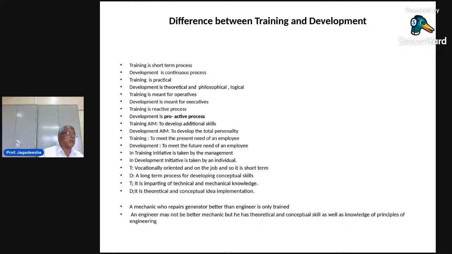Development is proactive in the sense that you can't wait to see whether something is going to come. You have to predict that something is going to happen tomorrow. Something may happen, maybe communal violence, maybe floods, maybe some landslide. You can always guess and employ measures to avert the crisis. That is what is called proactive. In the case of training, it will help you develop additional skills. In the case of development, the total personality will definitely be enhanced.